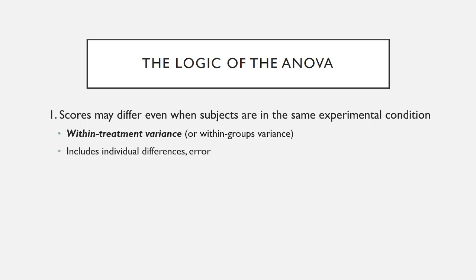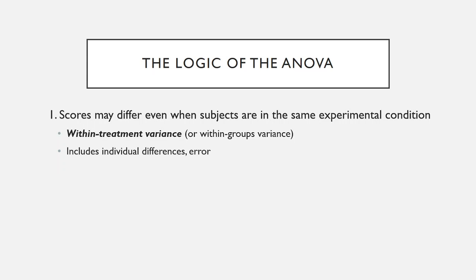Scores might differ even when subjects are in the same experimental condition, right? So my 5 participants in the vacation condition are not all necessarily going to have the exact same stress level. They're going to vary a little bit within that one condition. This could be due to a multitude of factors, that people are different.